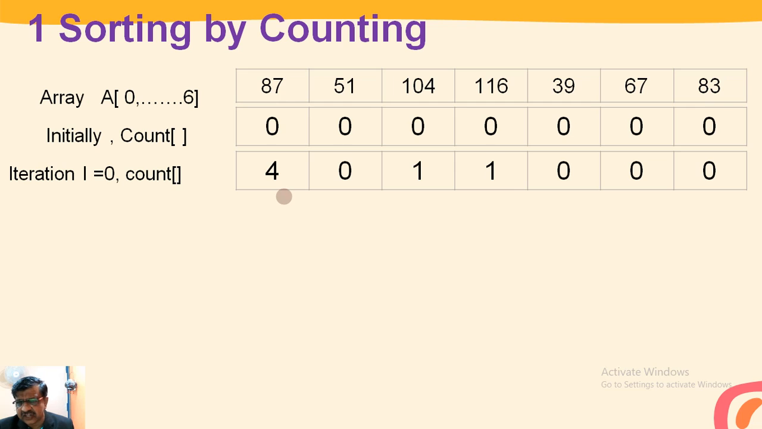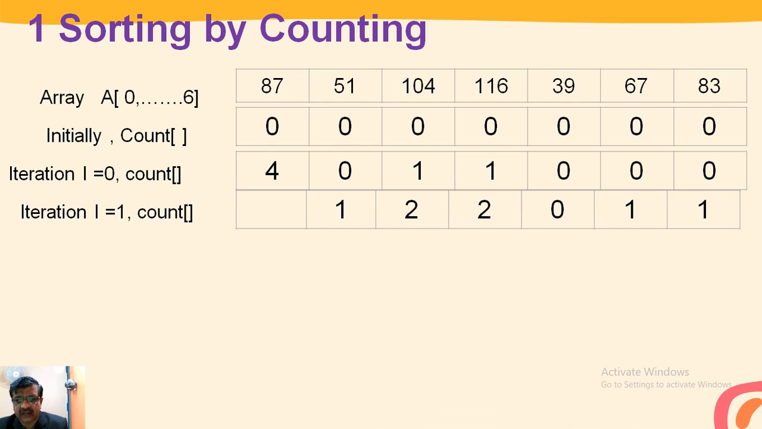So in the first iteration itself, the first element will get a count of how many elements are lesser than 87, or how many elements are lesser than the first element. Okay, therefore the first element need not be considered again in the second iteration.